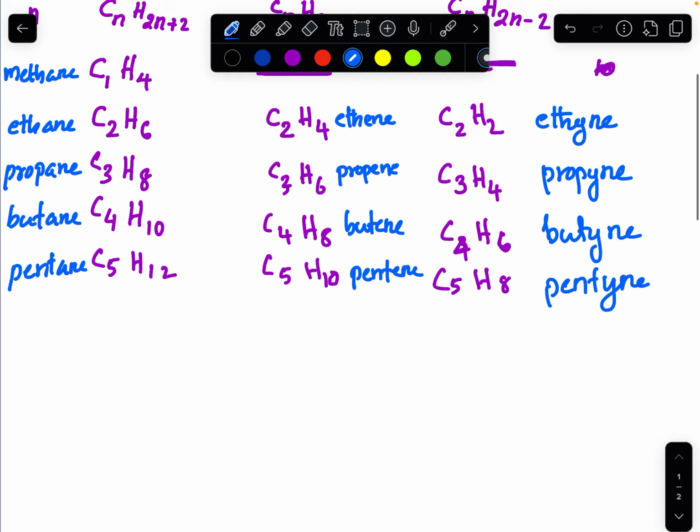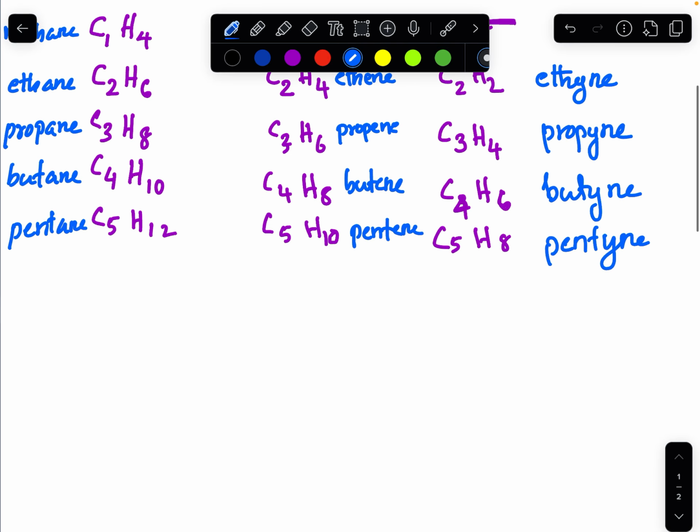We will give that. You need to know only how to draw the structure. For example, I'm going to tell you, draw the structure for ethane. I'll give the formula for you, so you don't need to worry about it. The formula is C2H6.